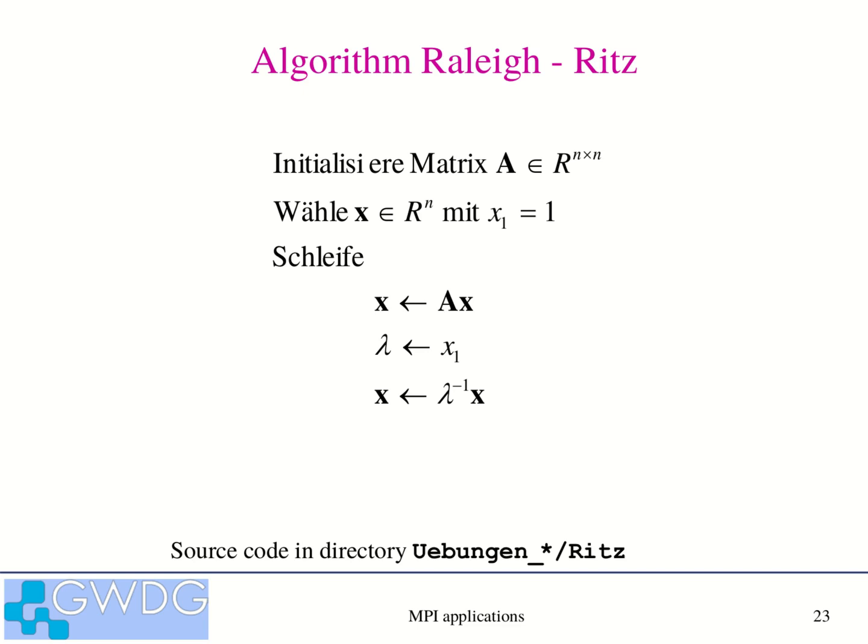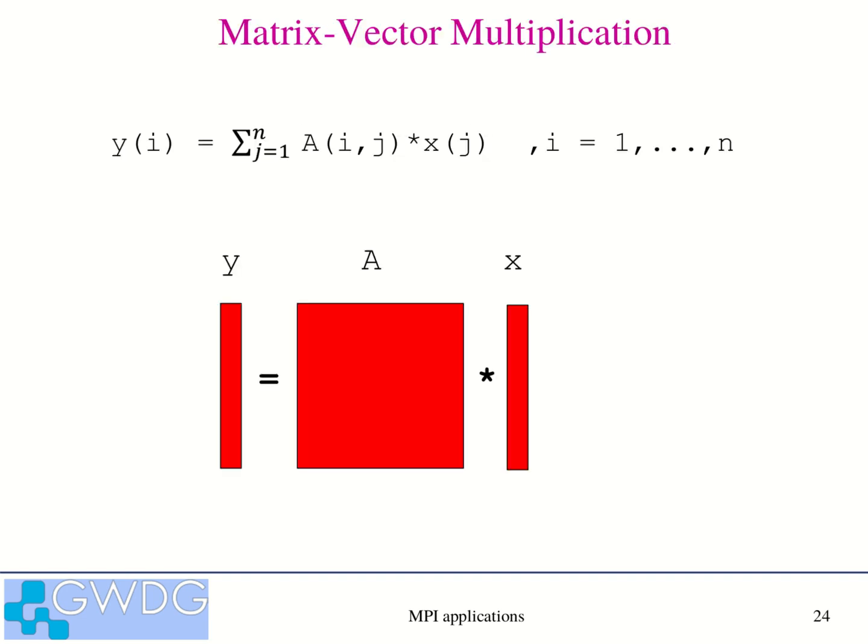and in any loop repetition, the value lambda will become nearer and nearer to the largest eigenvalue. So the most important operation for this algorithm is just the matrix vector multiplication. Let's look at this in more detail.